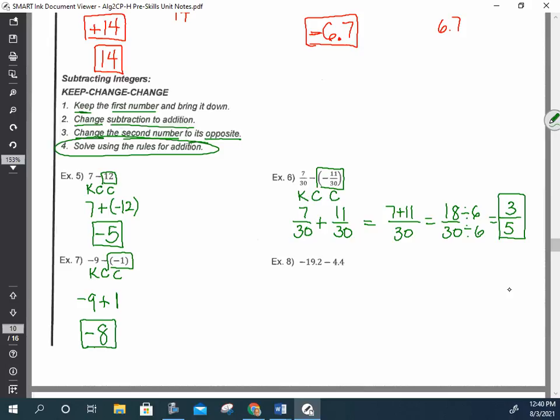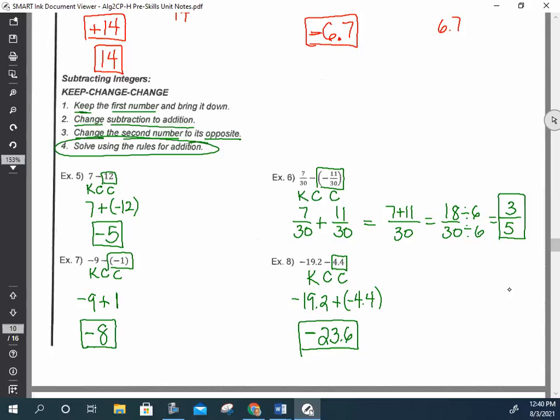Then lastly, negative 19.2 minus 4.4. Keep the first number, change subtraction to addition, change the second number to its opposite. So you're adding two negative numbers, so that just means add the numbers up. 19.2 plus 4.4 is 23.6. Since both numbers were negative, the answer stays negative.